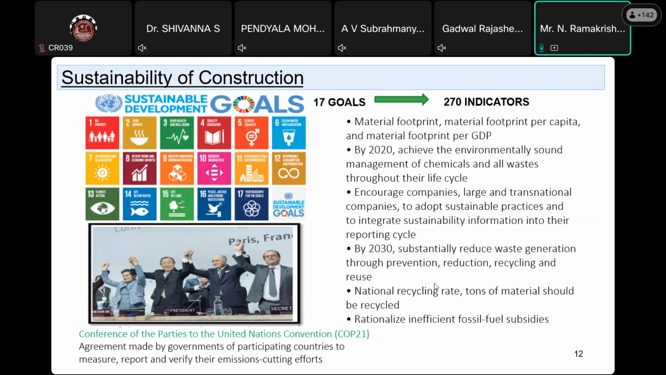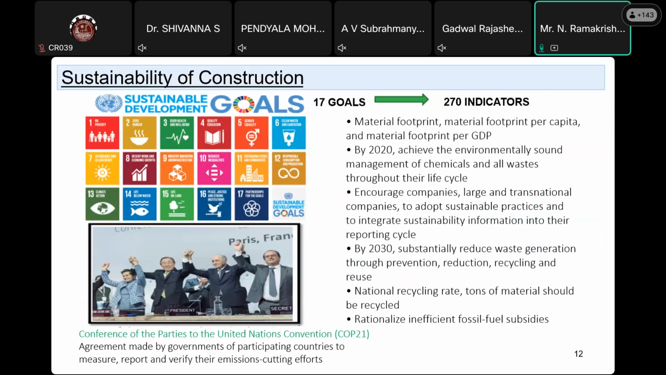You can see in this figure people joining hands together at the Conference of the Parties to the United Nations Convention. The agreement was made to measure, report, and verify the emission-cutting efforts, especially carbon emissions. So now the material footprint, the carbon footprint, is the material footprint.